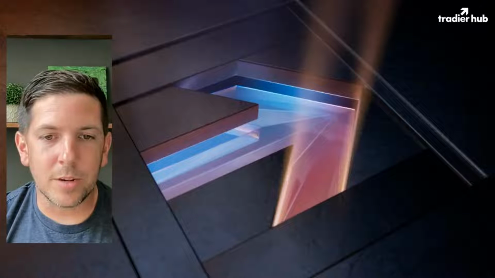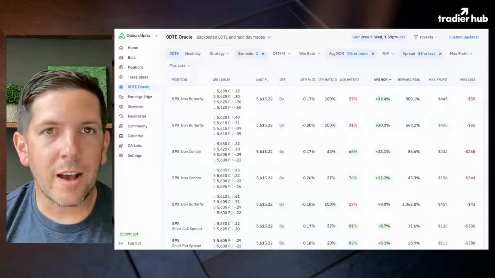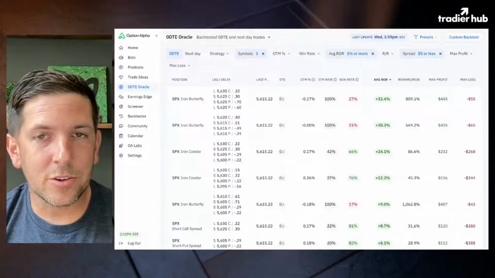So let me stop sharing my screen here. We'll go back again to another slide. I know, guys, in the background, you guys are like, Kirk, you're moving all over the place. I get it. Okay, so here's what we're going to do. We're going to go into the 0DTE Oracle, and we're going to show you how you can set up to scan for these potential trades.